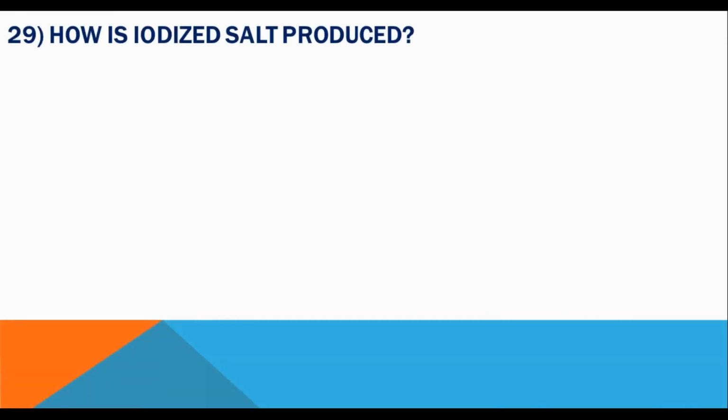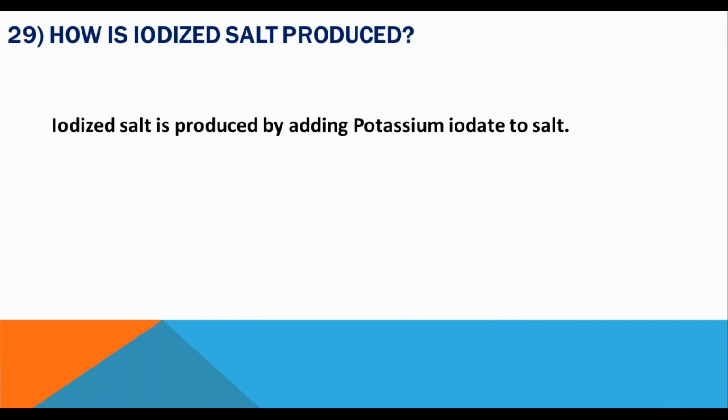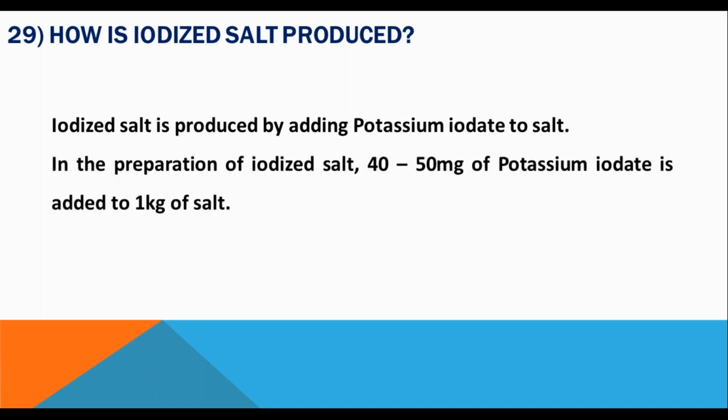Number 29. How is iodized salt produced? People have heard of these. Not only common salt, there is iodized salt and table salt too. What is iodized salt? Iodized salt is produced by adding potassium iodate, KIO3. But there is a standard: in the preparation of iodized salt, 40 to 50 milligrams of potassium iodate is added per 1 kilogram of salt. This is the way we prepare iodized salt.